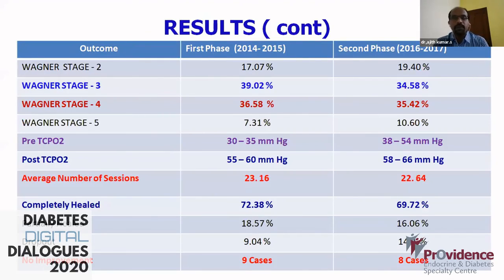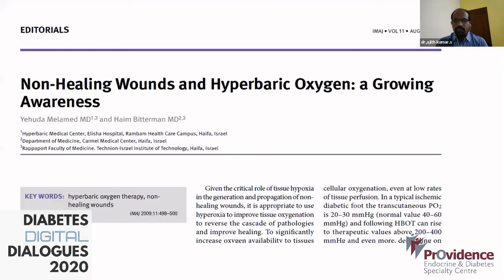You can see the TcPO2 increased from the baseline of 30 to 35 to 58 to 60. That means even an increase of 20 millimeters of mercury proved very effective, and complete healing was observed in about 70% of patients on average. This is the need of the hour. You can use HBOT effectively. Growing awareness is needed.